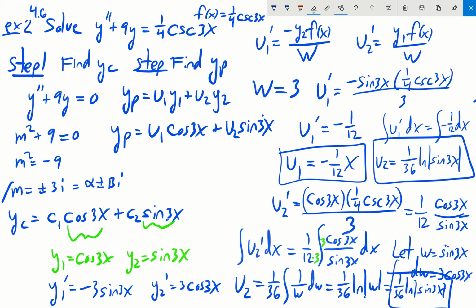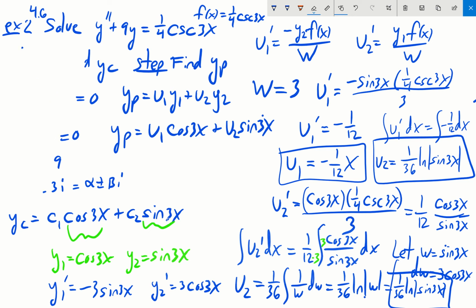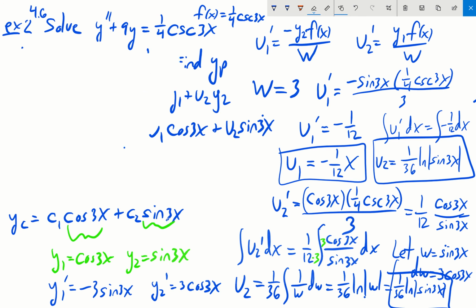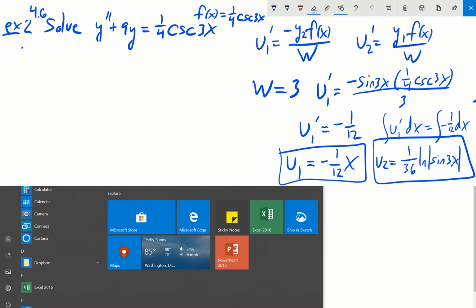And now let's go ahead and wrap it all up. Let's put everything together. We already found our complementary solution. We now have the coefficients, if you will, to find the particular solution. So we can go ahead and summarize this.